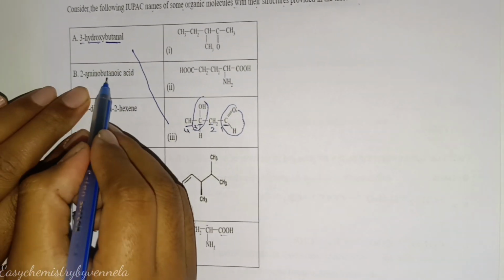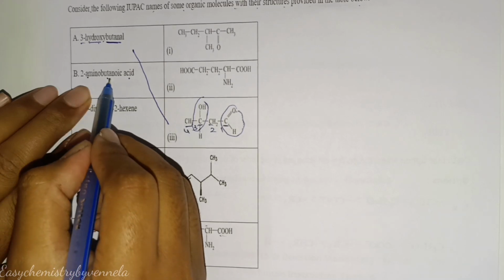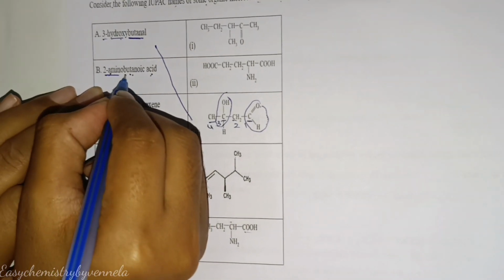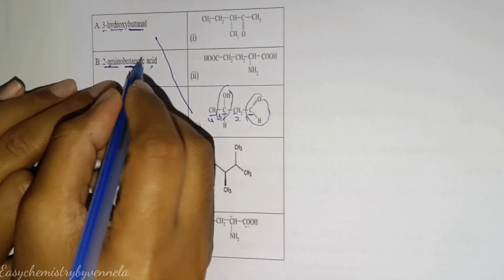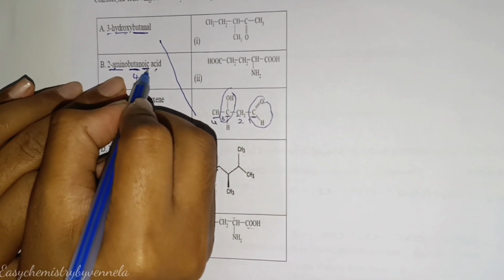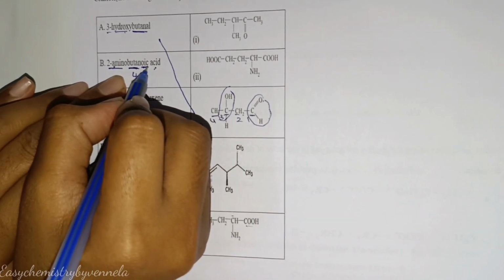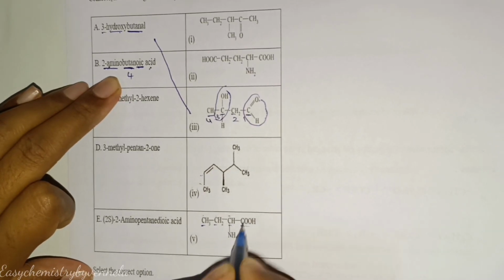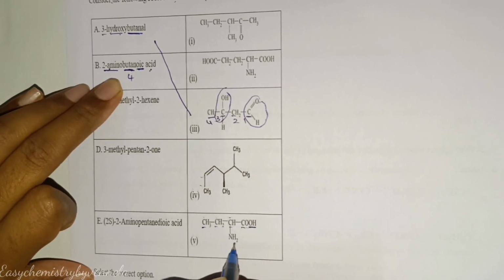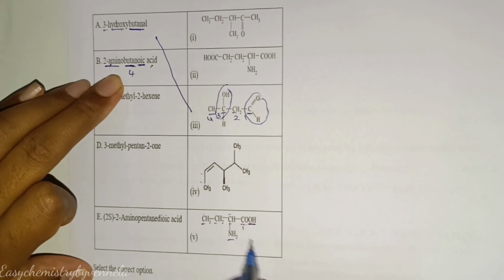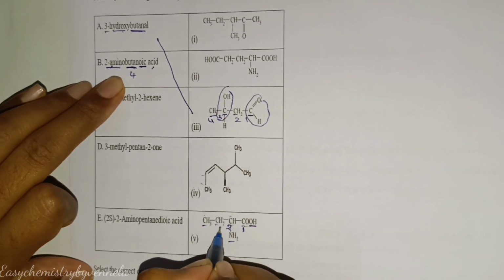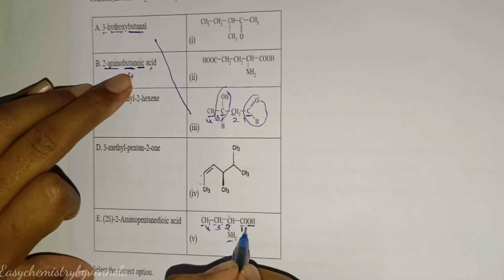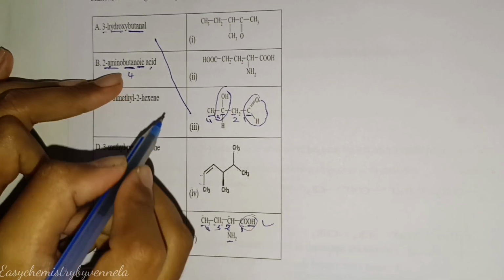Next, 2 amino butanoic acid. 2 amino. Butanoic means 4 carbons are present. Oic acid, which is carboxylic acid, is present. So which one? See here, 4 carbons are there. One is oic, second is amine. So 1, 2, 3, 4. 2 amino butanoic acid. So this one.